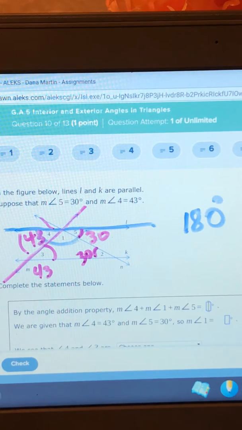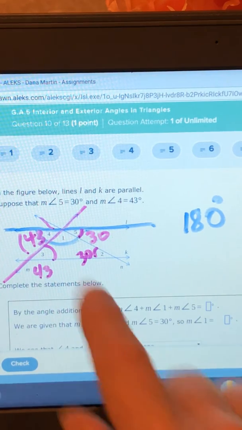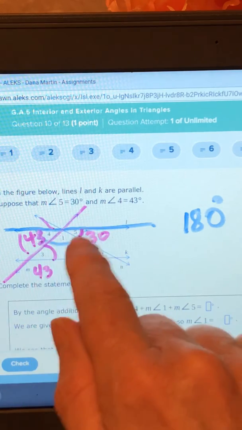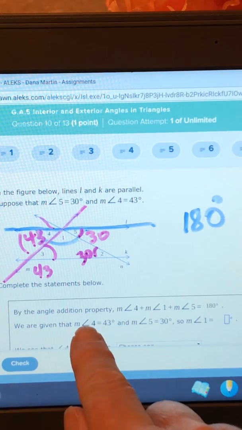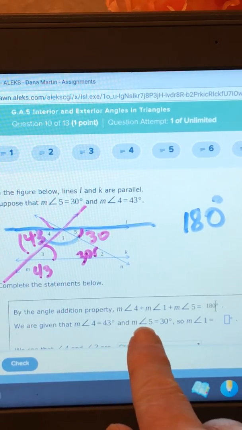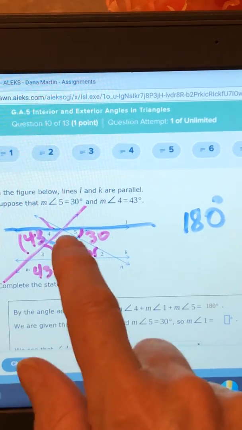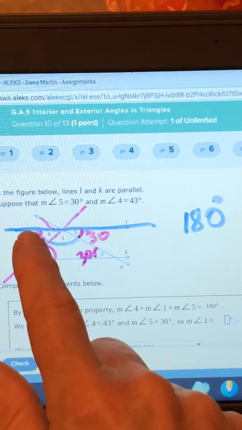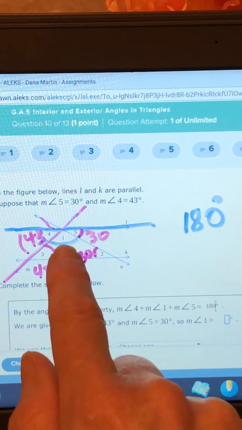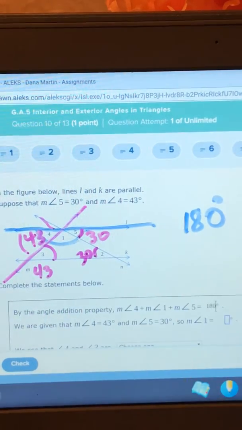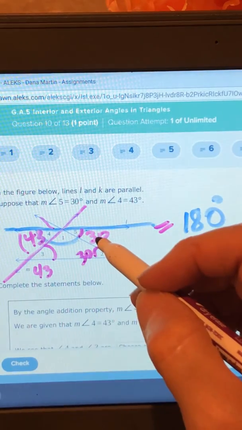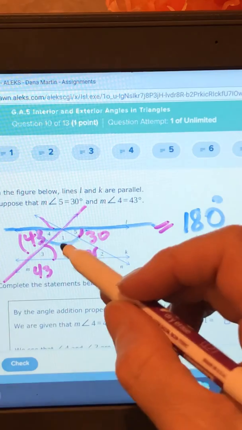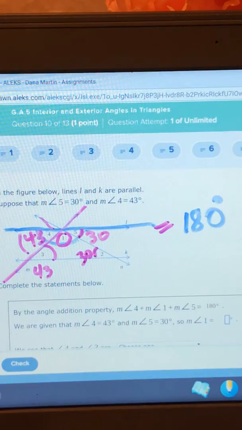All right, so here we go. We already know that all three of the 4, 1, and 5, add them all together, it's going to equal 180. Now, if the measure of angle 4 is 43 and the measure of angle 5 is 30, what's angle 1? So they're saying, all right, you got 43 over here, you got 30 there, then what's that missing angle? They all equal 180, right? If they all equal 180, I could add those two together and subtract from 180 to get that one little piece right there. So that's what I'm going to do.